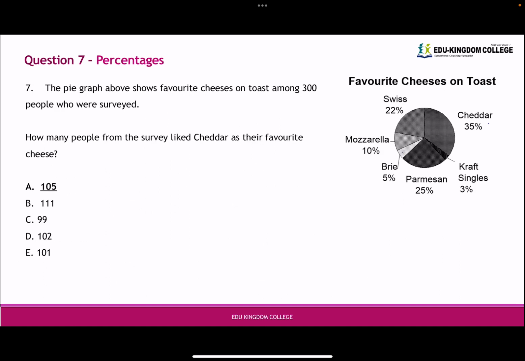So we have a pie chart here. So cheddar cheese, 35% of people, 0.35 out of 1, say cheddar cheese is their favorite. If we multiply that by 300, it's going to be the same as 3 times 100 times 0.35, or 3 times 35, which equals 105 people.